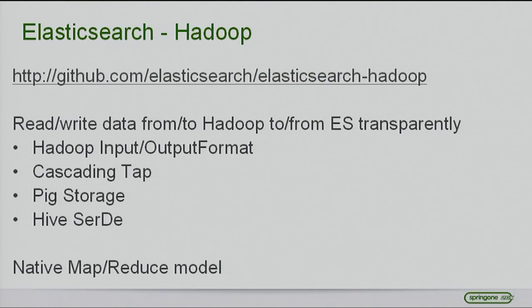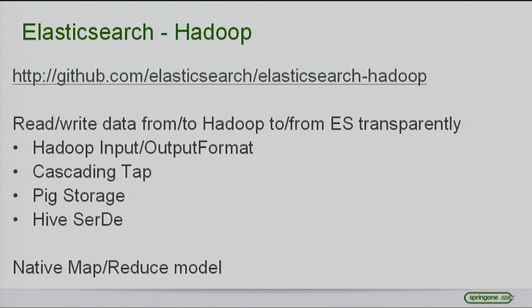So again, you can find it in GitHub, and it does a bunch of stuff, which means if you're using Hadoop, you can very easily read and write data transparently to Elasticsearch. You can do queries, you can automatically do imports, you can use Hadoop to do ETL, so you can transform your data and then move that transparently to Elasticsearch.